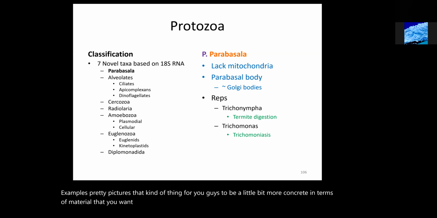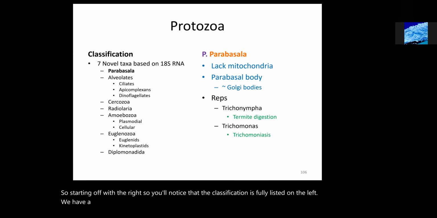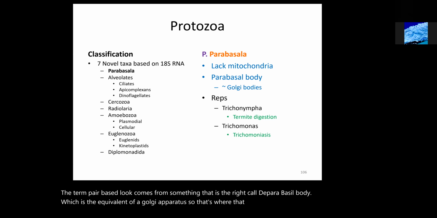Okay. So starting off, you'll notice that the classification is fully listed on the left. We have our very first phylum, which is Parabasala. Now, the term Parabasala comes from something called a parabasal body, which is the equivalent of a Golgi apparatus. So that's where that name derives from more than anything else.